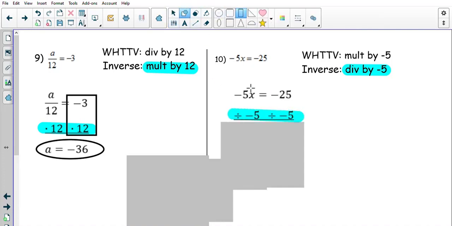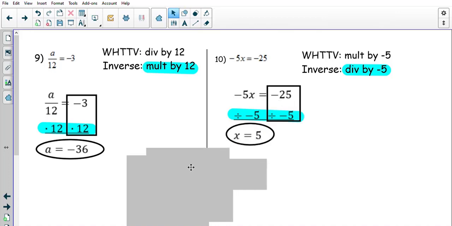What we're plugging into our calculators is negative 25 divided by negative 5. So our solution will be x equals positive 5. Remember, you can check your solution. Do negative 5 times 5 in your calculator, hit equals. It better get you negative 25, and it will.